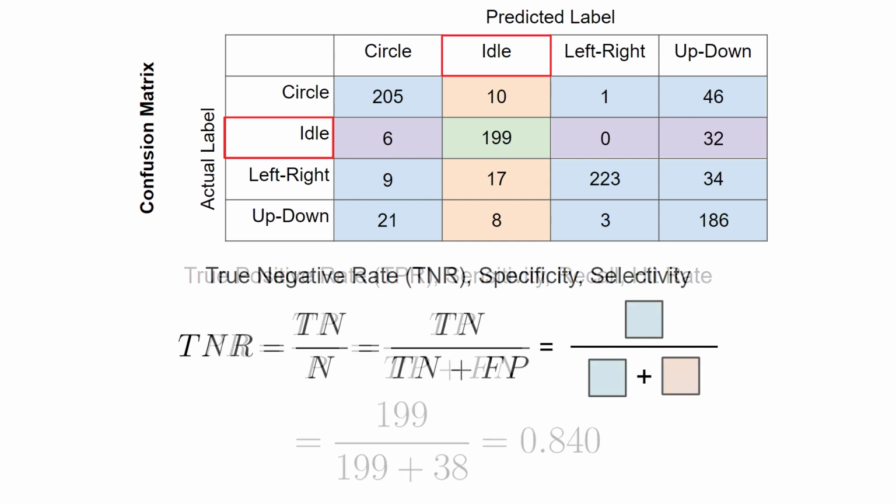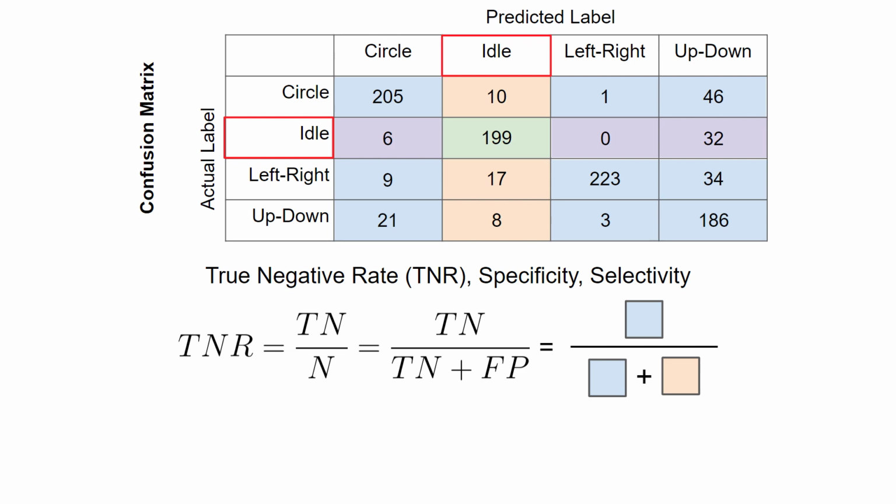Another metric is the true negative rate, which you'll also hear referred to as specificity or selectivity. To calculate it, we sum up all of the true negatives and divide that by the same number of true negatives plus the sum of false positives. This gives us an idea of how good the system is at predicting the non-target class.